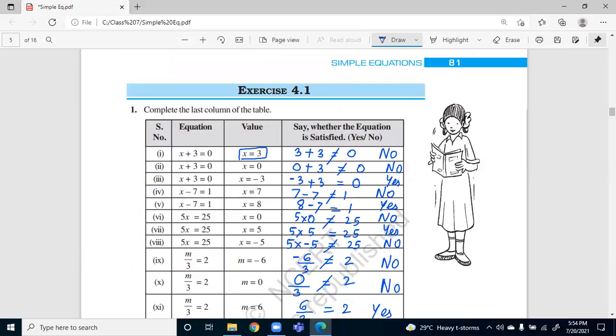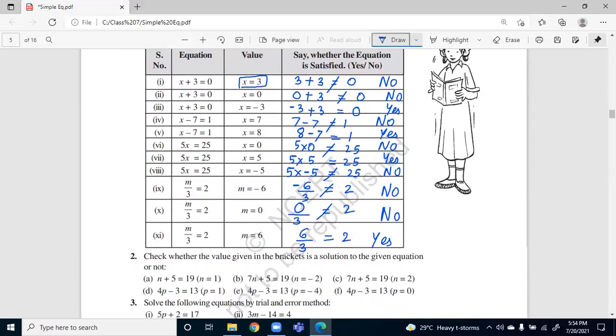Exercise 4.1. Ma'am, I have to write the last one here. Ma'am, can you scroll down a little bit? Okay, ma'am, done. What about Samraj? You have also completed? Yes, ma'am. Okay, so let's proceed to question number 2.